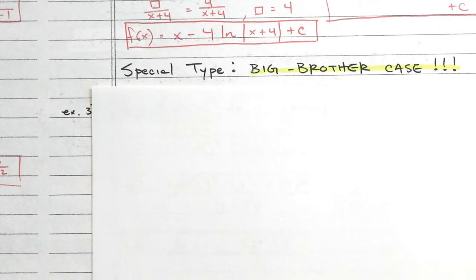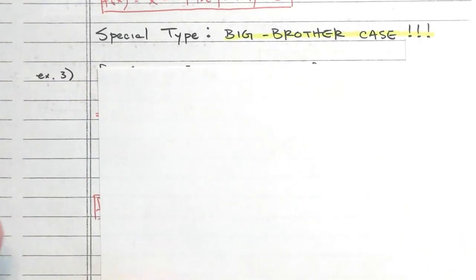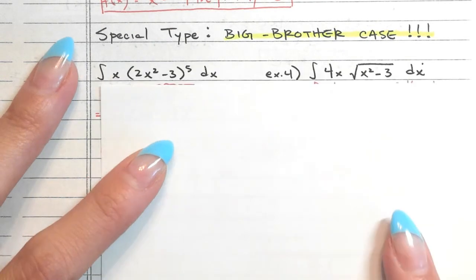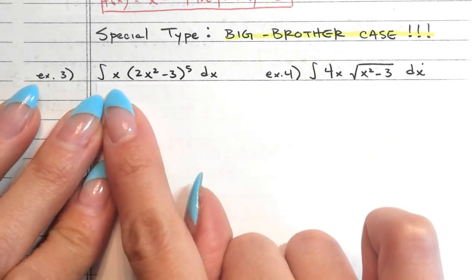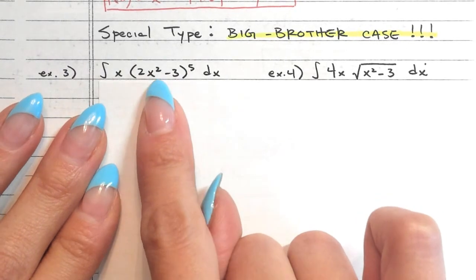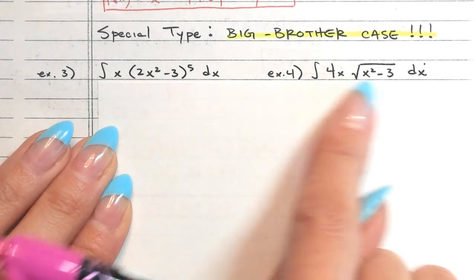You check your answer. Number 3 and 4, I think we fully did the Big Brother case, but basically what we're doing for Big Brother is we're trying to figure out, let's say you have something like this. Obviously, you're not going to multiply that out like you did the other day for homework, right? And this one, you can't even multiply it out.